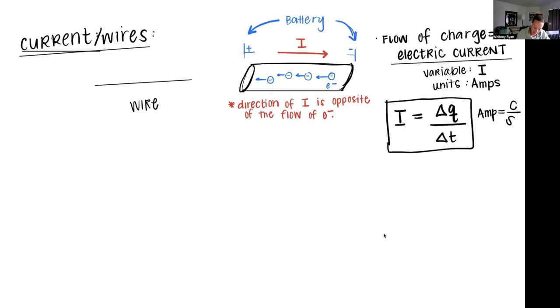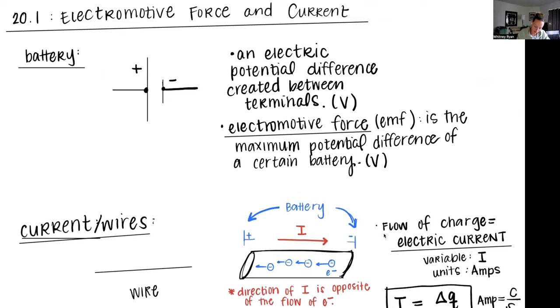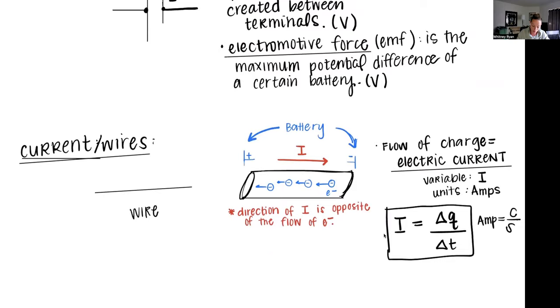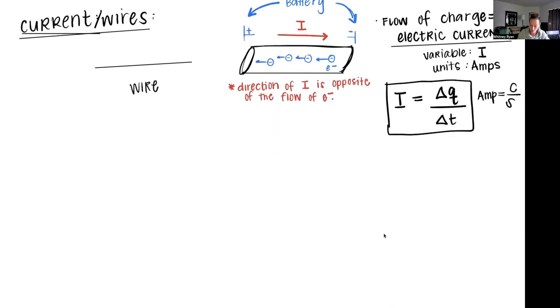Now we have two components of a circuit. We have a battery that creates a potential difference so that if there are charges in there, which there naturally are in a wire, the charges will move. And we've also defined that current is the change in charge, or how much charge passes with respect to time. So let's do an example and use these.